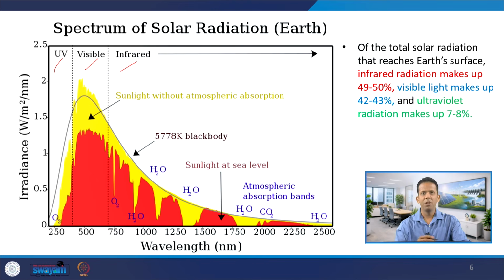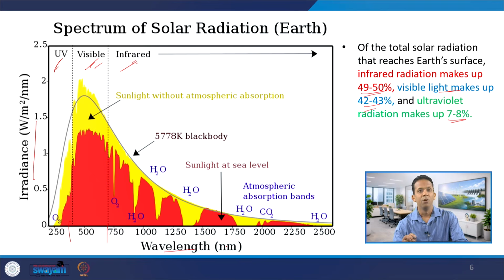And you can see from this graph also, infrared radiation makes up 49 to 50%, visible light 42 to 43%, and ultraviolet radiation makes up 7 to 8%. The red pictures which we are seeing here are a graph of irradiance versus wavelength, and each of these three types of radiations have different ranges of wavelengths, and that's how these graphs are marked.